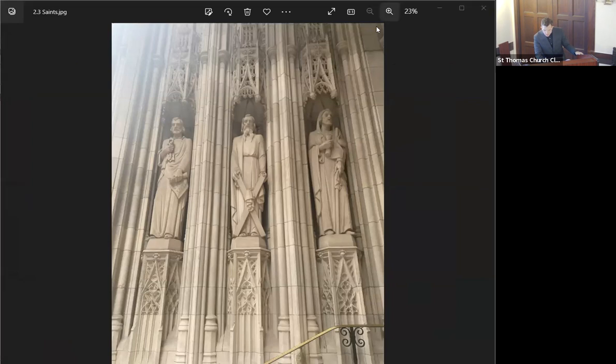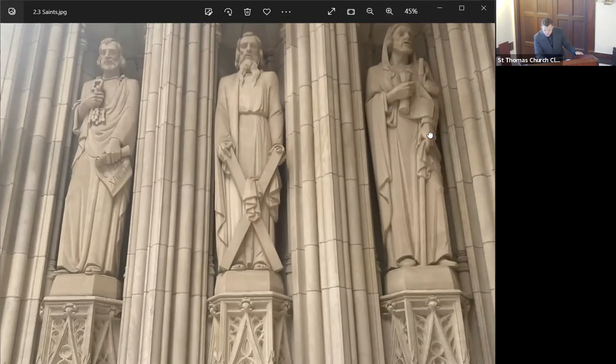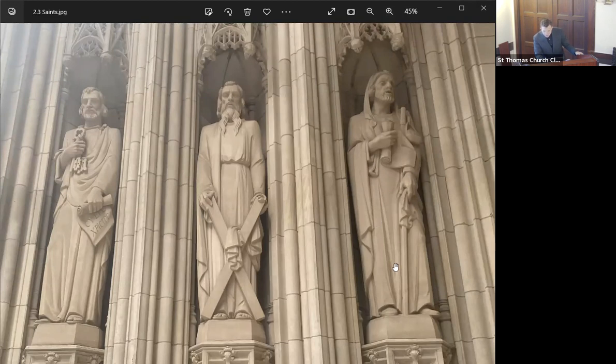And then, can anyone tell me who the one is? I was going to show you what St. Andrew looks like in the reredos, but I'll do that later. Who is that on the right? Would it be St. James the Great? Absolutely, David. Absolutely. It's St. James the Great. And how do we know that?